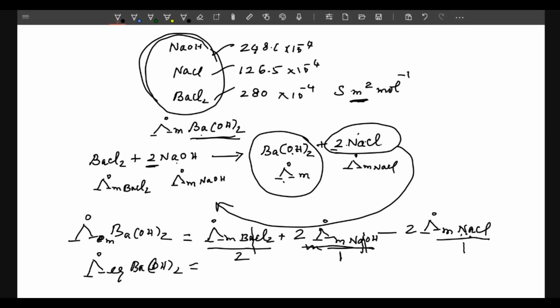Now take down another problem in this section, and then we will go to the other types of application. Take down this one.